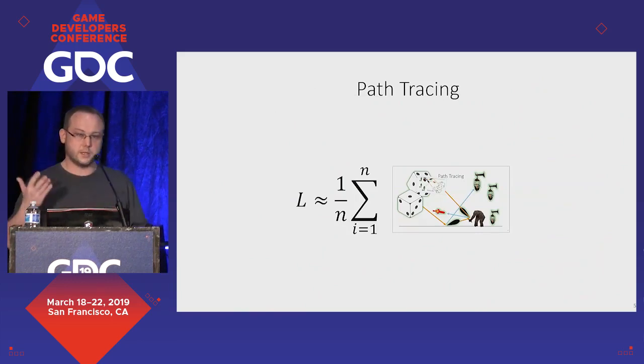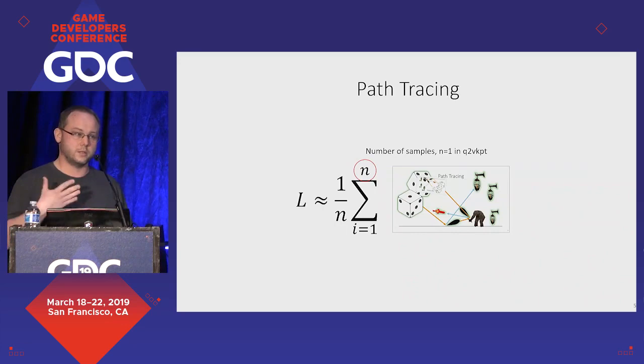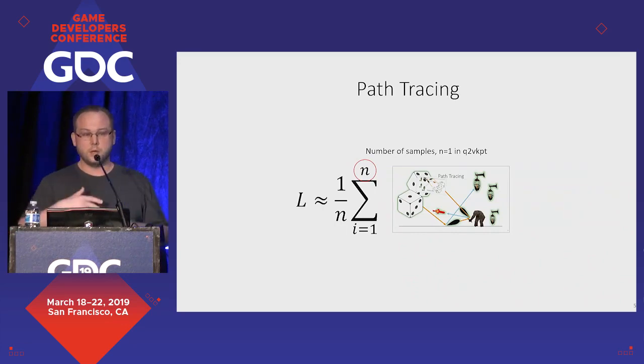This is a stochastic process, so you get these random light paths. To get the actual correct result, you would need infinitely many samples. Of course, you cannot afford that, so you just use a limited budget. In Q2 VKPT, we were actually using only one sample per pixel, or one of these stochastic light paths.